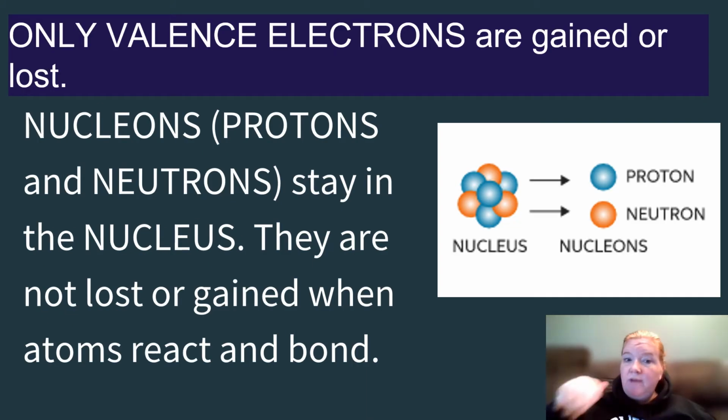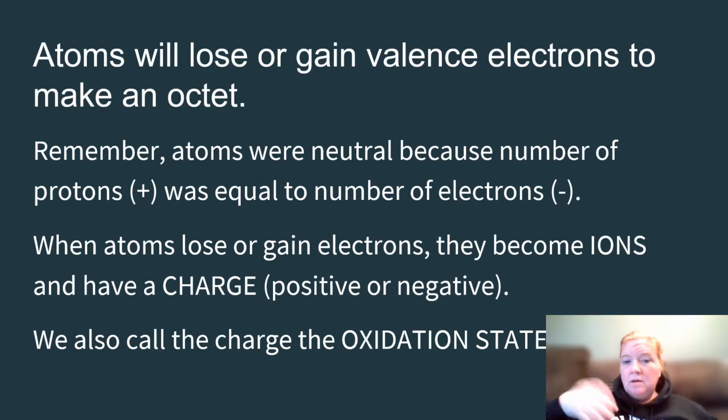So only valence electrons, though, are going to be gained or lost. The nucleons, the protons and the neutrons inside the nucleus, stay in the nucleus. They're not lost, they're not gained during the bonding process. So atoms are going to lose or gain valence electrons to make an octet.